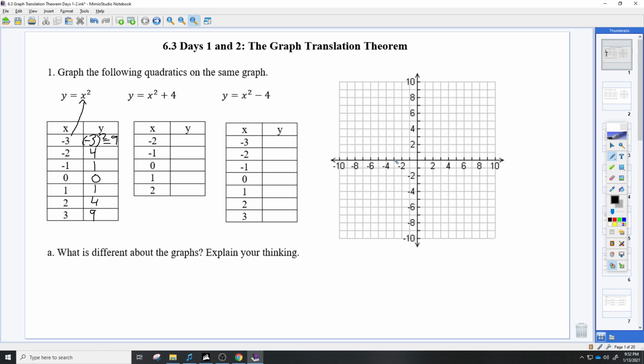So -3 is here. That's all the way up at 9. -2 is 4. -1 is 1. All right. 0, 0. 1, 1. 2, 4. 3, 9.